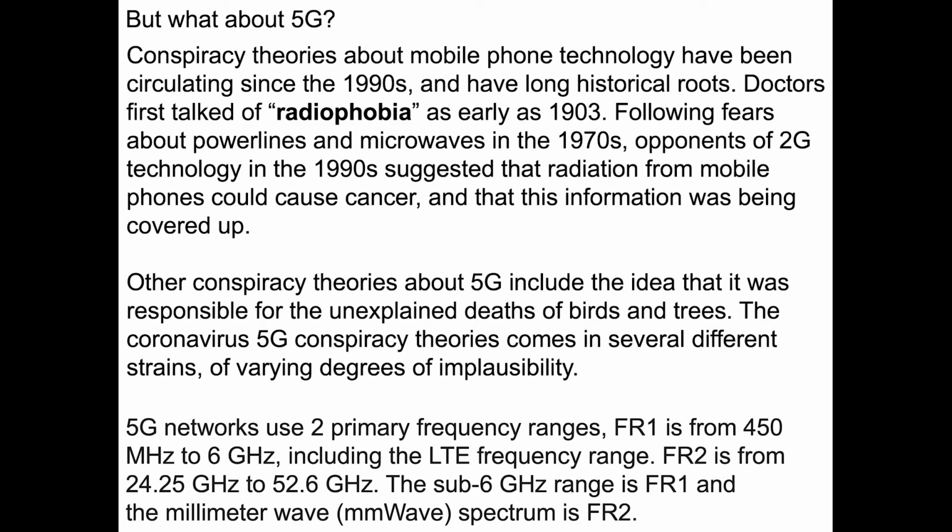Modern 5G networks that are of concern use two primary frequency ranges. We'll call them frequency range 1. That's from 450 megahertz to 6 gigahertz. This would include the LTE frequency range. The other primary frequency range, which we'll call FR2, ranges from 24.25 gigahertz to 52.6 gigahertz. The sub 6 gigahertz range is FR1 and the millimeter range is FR2.